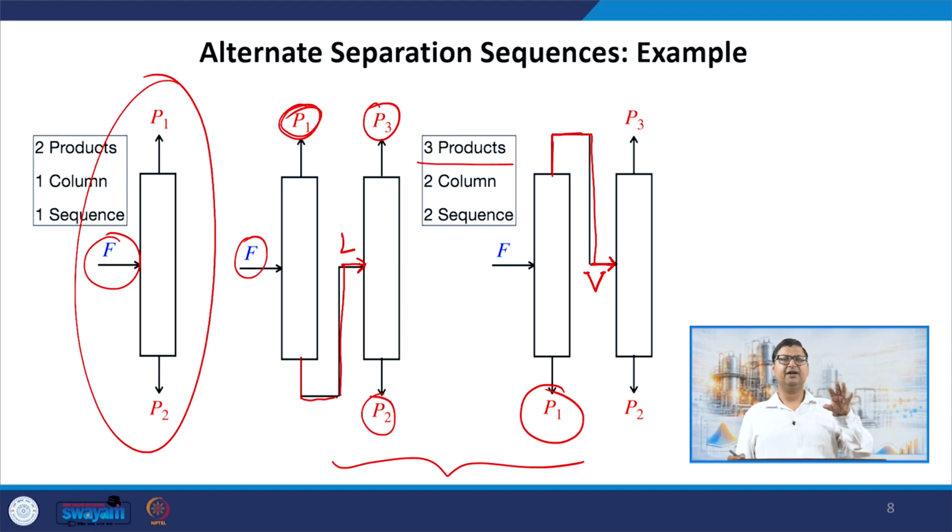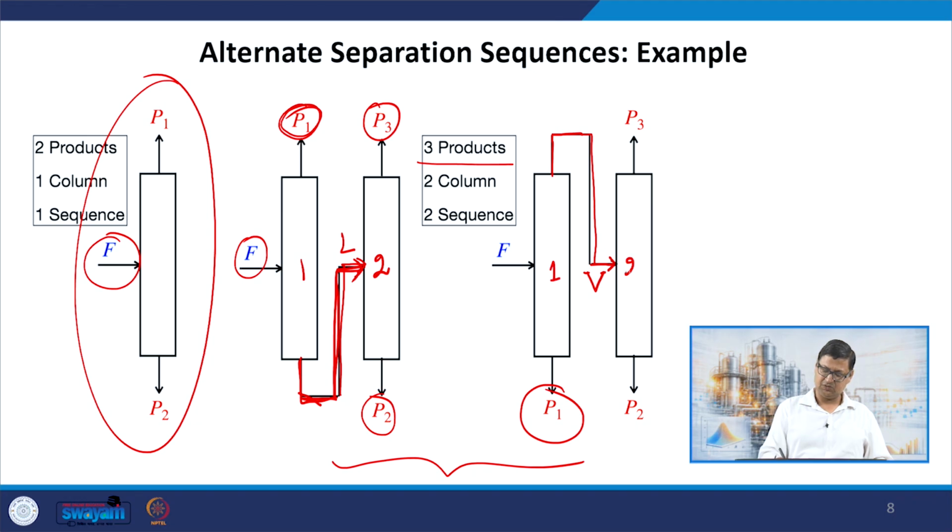So for intermediate columns, we have to differentiate between the product coming out from the top or the bottom of the column, because the other part becomes the feed for the subsequent column. Let's say in here, this is column 1, this is column 2. So the bottom product becomes the feed here, and in this case, this is 1, this is 2. The top product becomes the feed there.